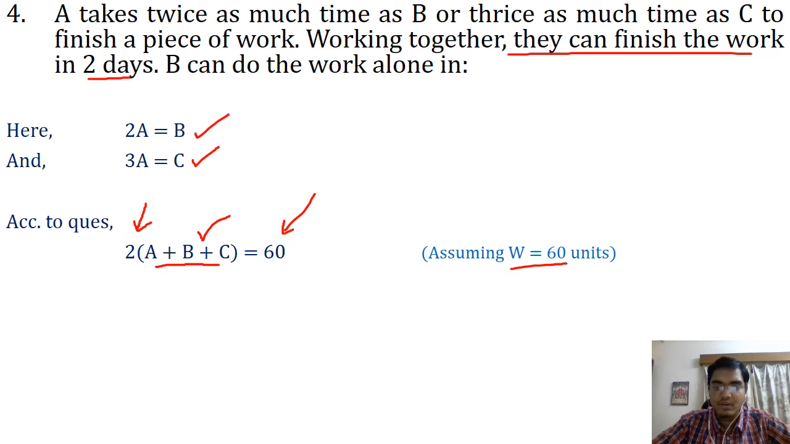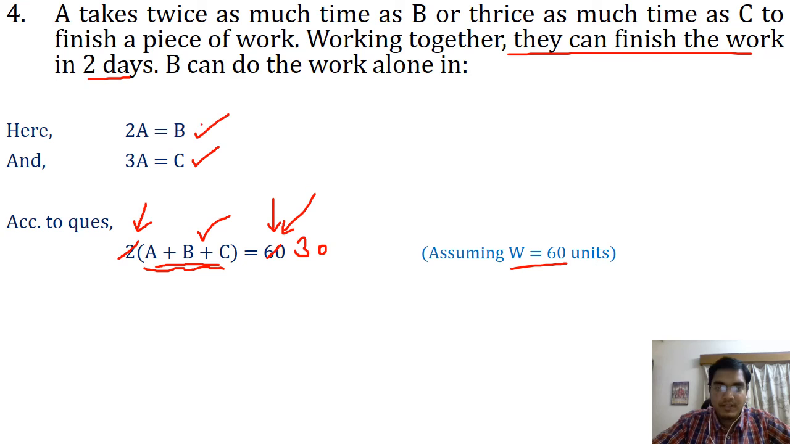So we have assumed our total work to be 60 units. Why 60? We can take any number which is a multiple of 2. Why did we take 60? So that when we cancel this out, we get 30. And 30 is also a multiple of 3 because we have 3 figures here, A, B and C. Just to be sure that we do not get any fractions.